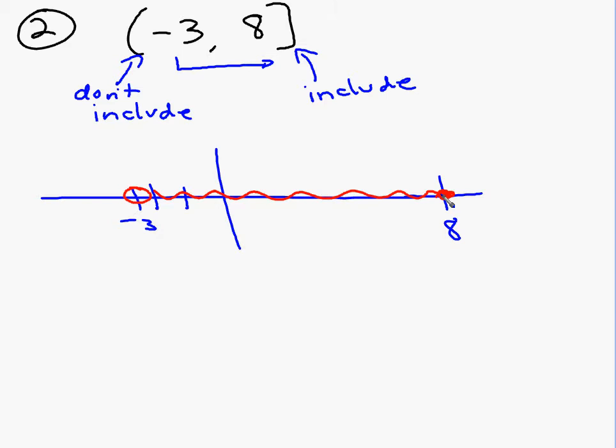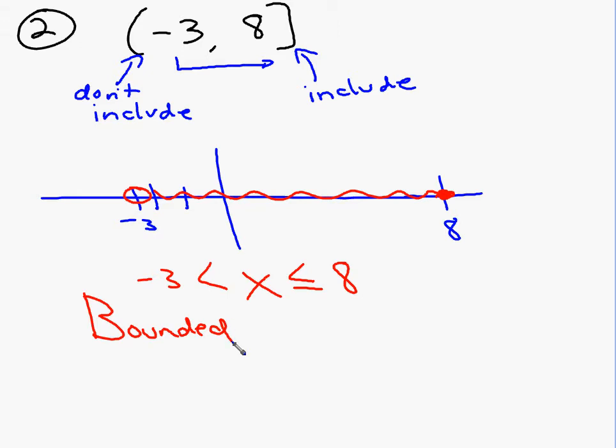So how could we write this with those inequality symbols, with the greater than, less thans? Well, x would be in the middle, right? And it would be less than or equal to 8, because we have to include the 8. And it would be greater than negative 3, like that, if I wanted to write that with inequality symbols. Does that make sense to everybody? Okay. Now, is this thing bounded or unbounded? This one's bounded. Good.